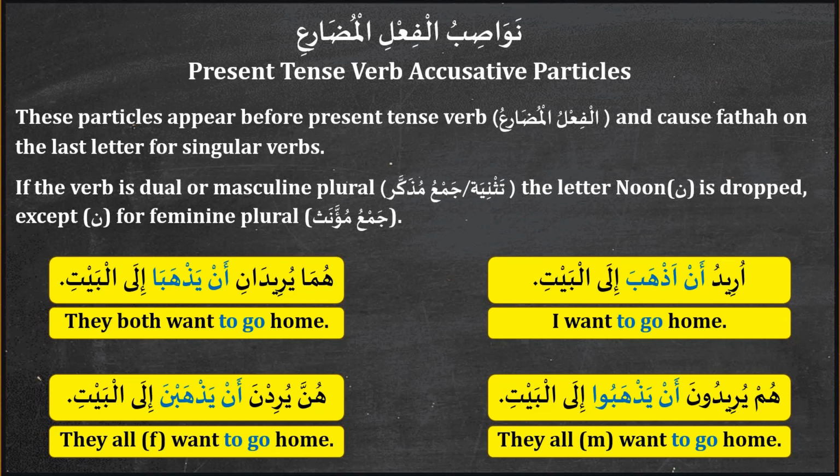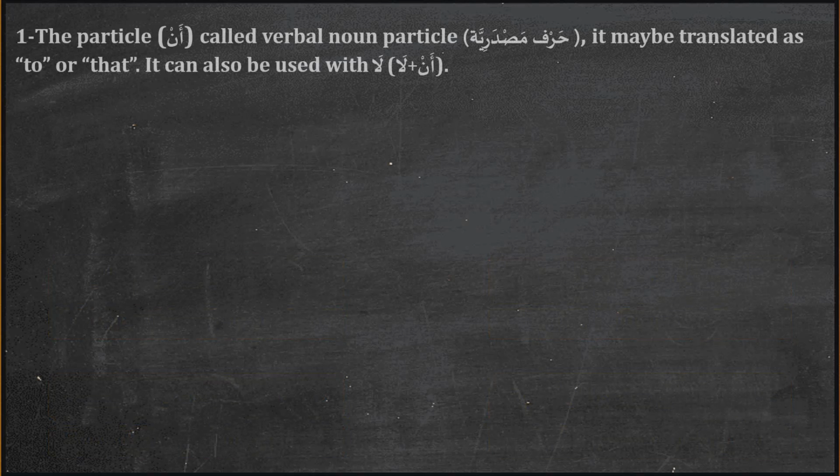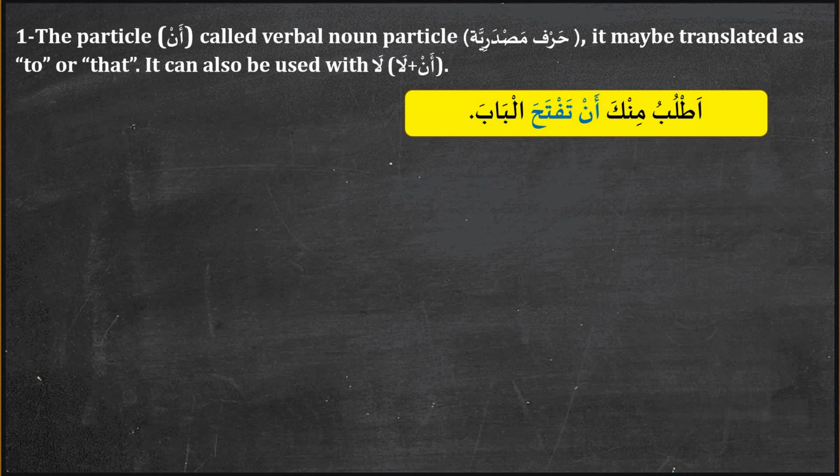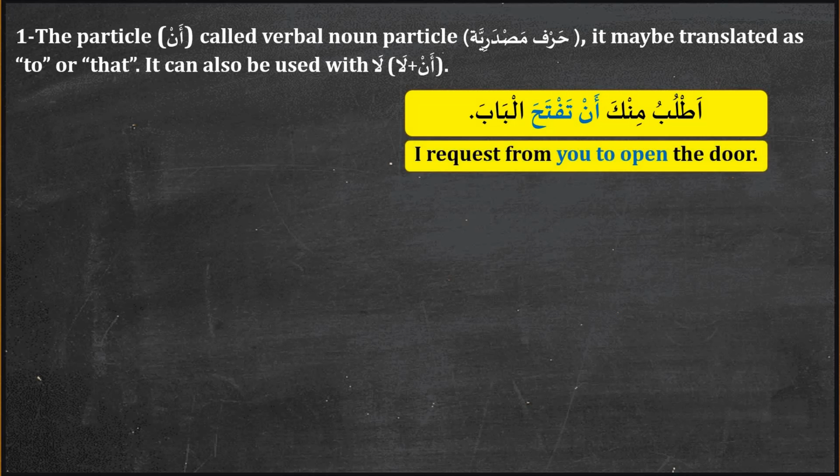Now let's learn what these particles are in order. First one, the particle an, called verbal noun particle, حرف مصدرية. It may be translated as to or that. It can also be used with لا, an plus لا. أطلب منك أن تفتح الباب. I request from you to open the door.